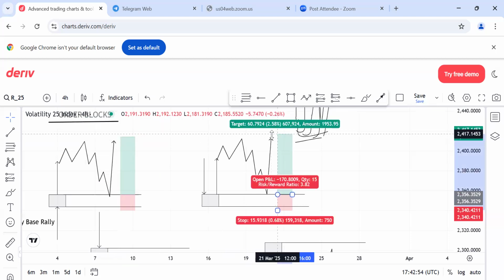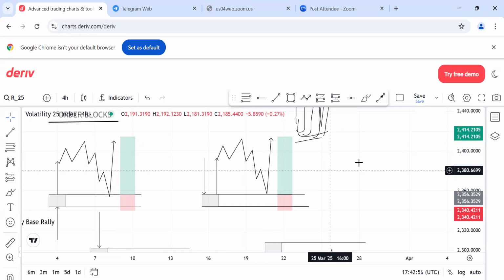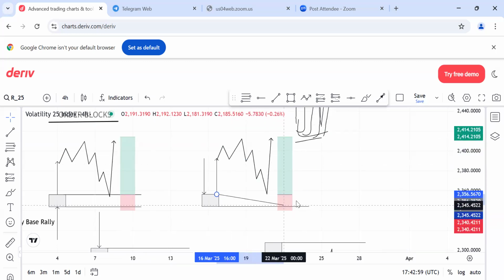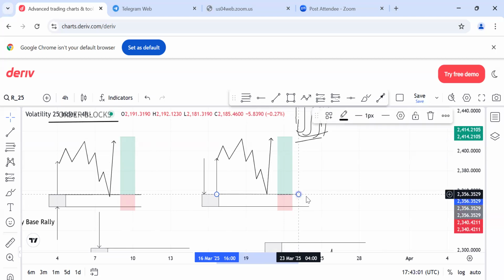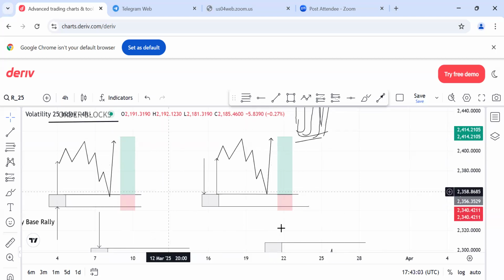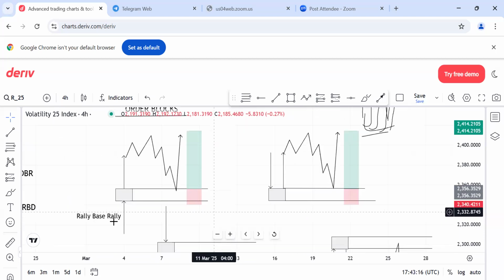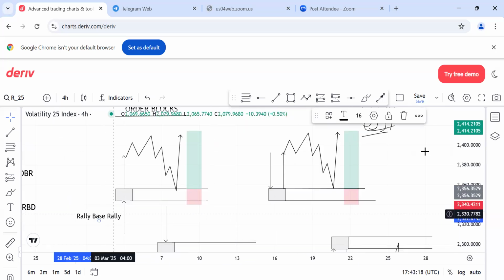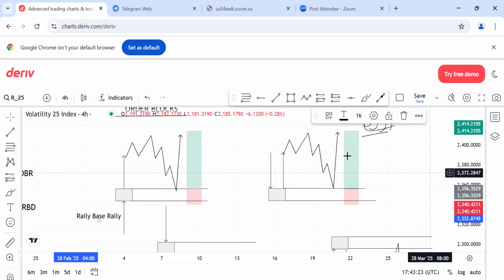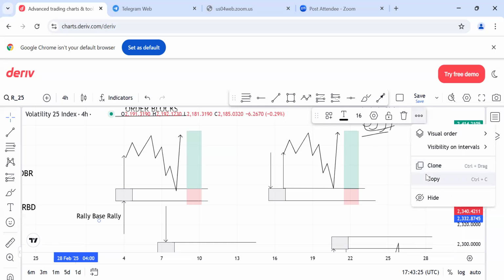So if this formation happens to align with a historical zone, though it's not a compulsory thing, but if there happens to be a historical level in the area where this order block formed, then this is 100% a good confirmation. We have more confluences for the buys. I don't know if you guys are following. Yeah, so this is what a drop base rally pattern is.